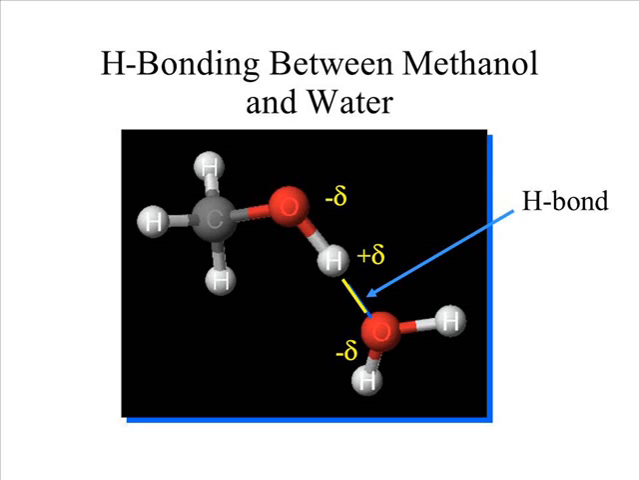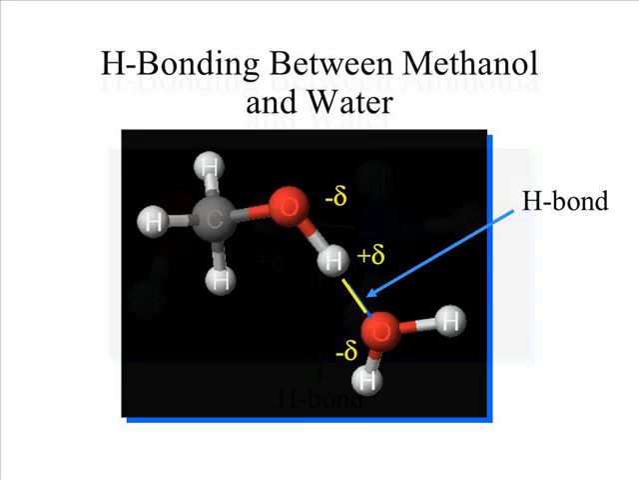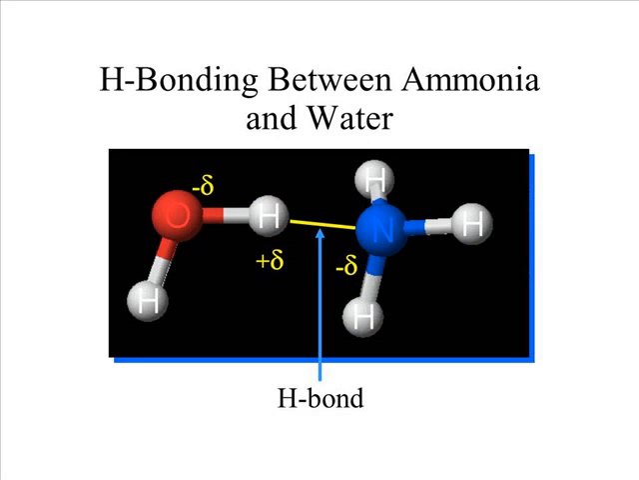Water can hydrogen bond with itself, but also with many other substances. The methanol alcohol at the top left of this picture can also hydrogen bond, not only with itself, but with water. The hydrogen bonding takes place with the oxygen on the water molecule and the hydrogen on the alcohol molecule. Here's hydrogen bonding between water and ammonia.